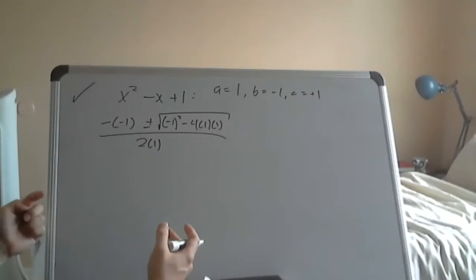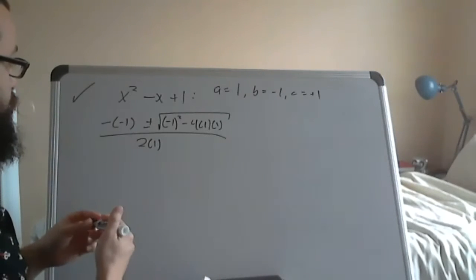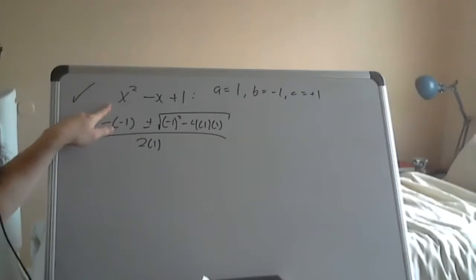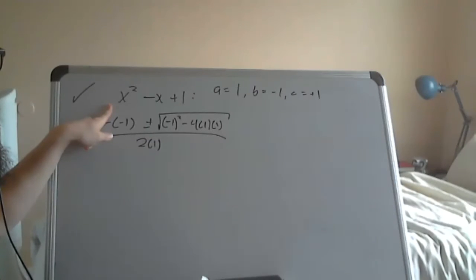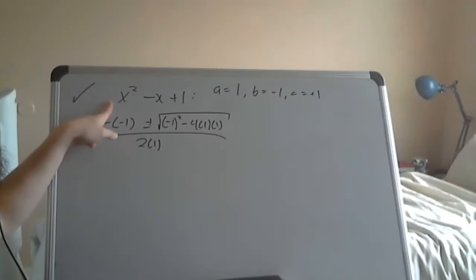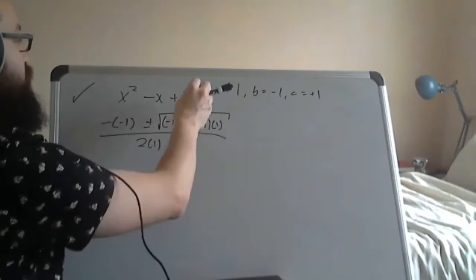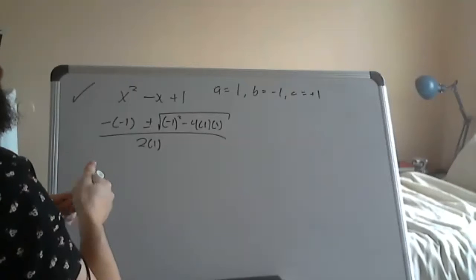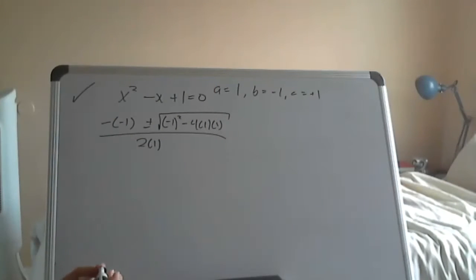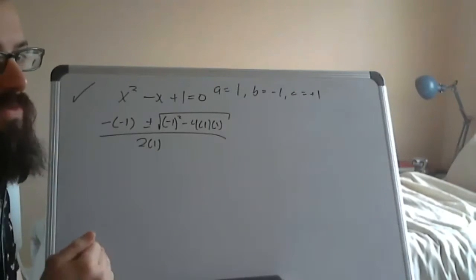Wait, is this just from the last problem? You're just using the last problem? This is me taking this guy. Oh, so you already solved it out. You're just doing it now. Basically, I'm going to solve for x, find it using the quadratic equation. That's all. I'm just using the formula that I derived.